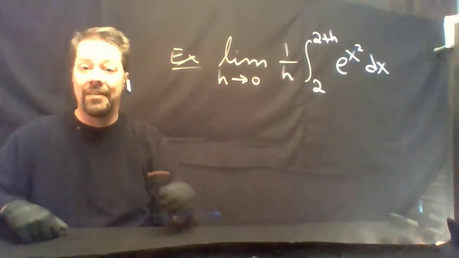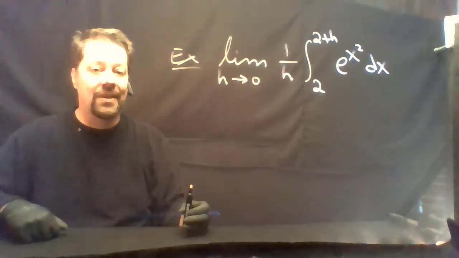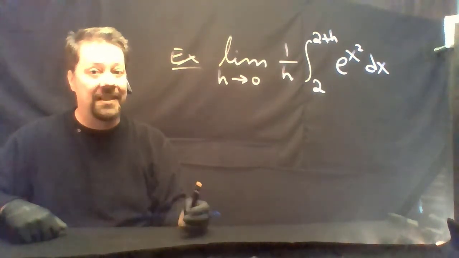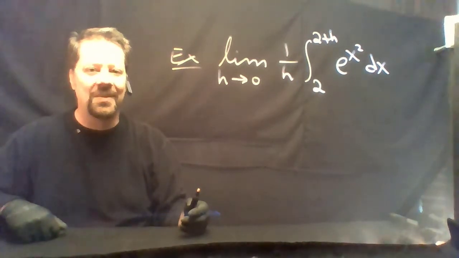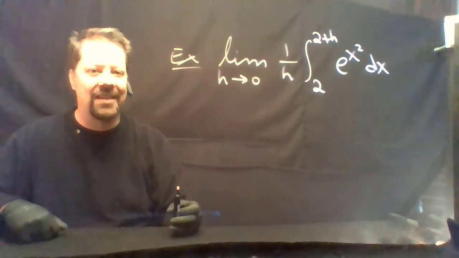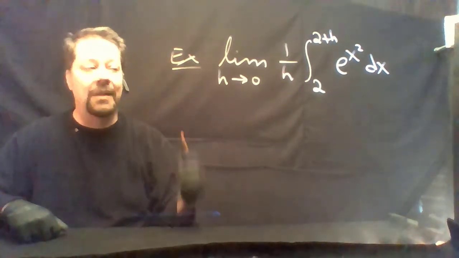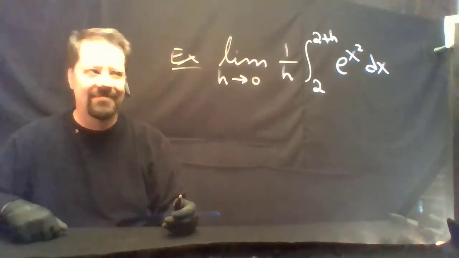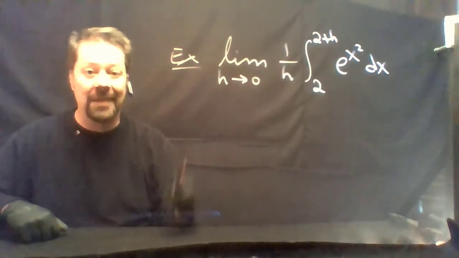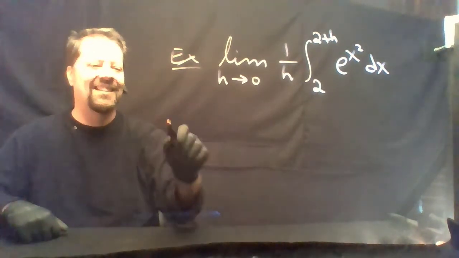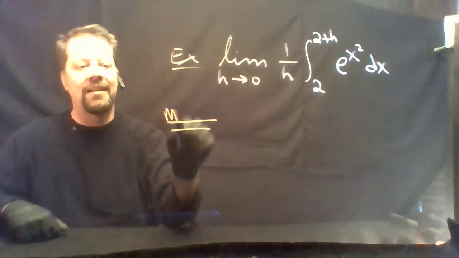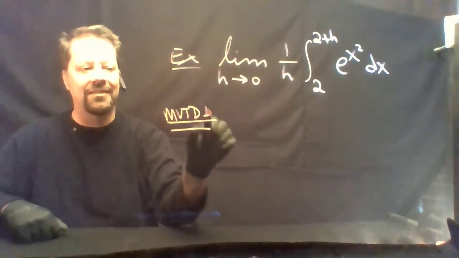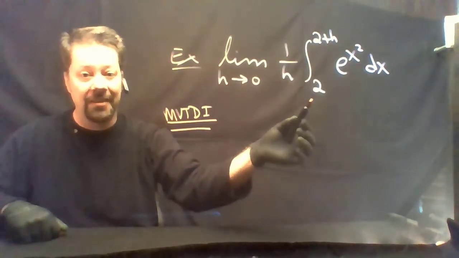Note that the fundamental theorem of calculus is out of the question, since you can't find an antiderivative for e to the x squared. It has no elementary antiderivative. So we're going to have to rely on other theorems in order to calculate this limit. You know I'm going to give you something like this because I love this sort of thing. I'm going to use the mean value theorem for definite integrals because I have an average here.